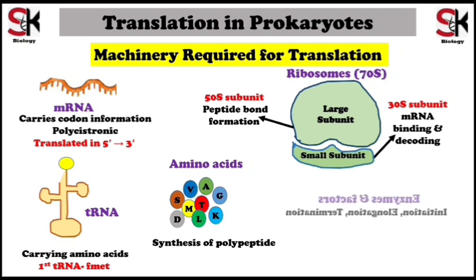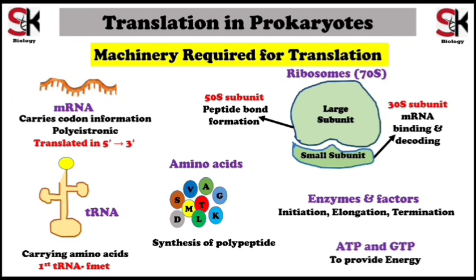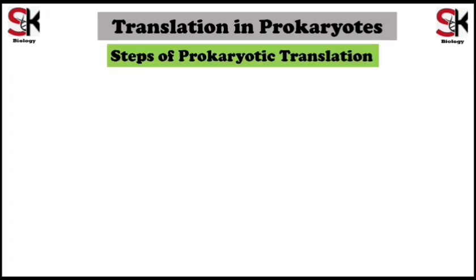The translation process also requires some enzymes and protein factors to perform the initiation, elongation and termination steps. In the whole process of translation, some steps require energy in the form of ATP or GTP. Activation of amino acid requires ATP and the elongation step requires GTP. Once all this machinery is available, the translation process begins.